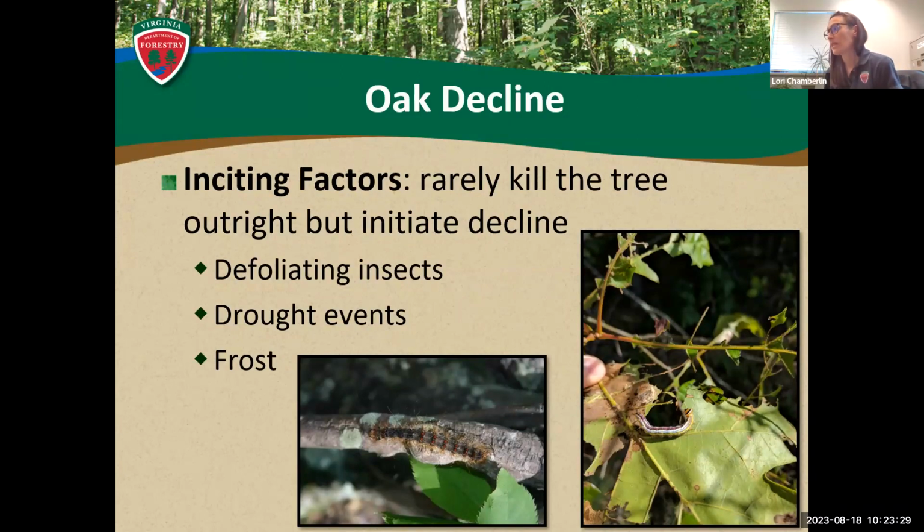Defoliating insects are really common in Virginia, both native insects like the fall cankerworm and also invasive insects like the spongy moth. We had a pretty sizable spongy moth outbreak in Virginia this year. Usually one defoliation event won't kill a tree outright, but when you have multiple consecutive years of defoliation, that can certainly lead to long-term damage. And then certainly drought events and frost can be inciting factors.